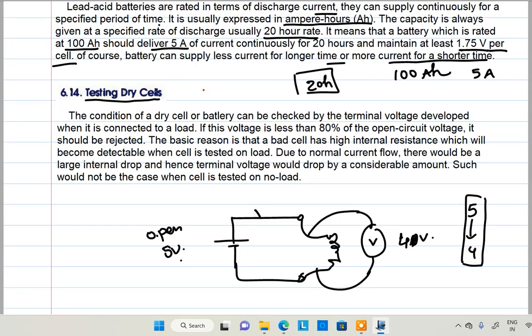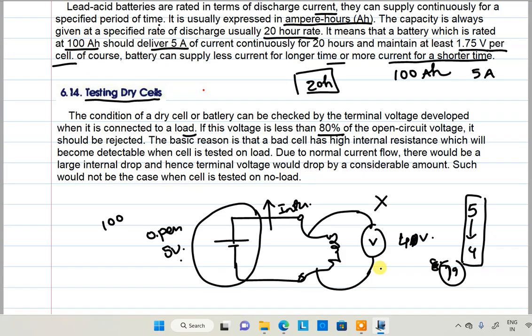This type of voltage drop means that the internal resistance of this particular cell is very high. Then this particular cell is not recommended. Okay, this is the testing procedure. See here, the condition of dry cells or battery can be checked by the voltage developed by it when connected to the load. When the voltage is less than 80%, for example, you are given 100 volt and you get 79 volt, which is less than 80%, the cell should be rejected.